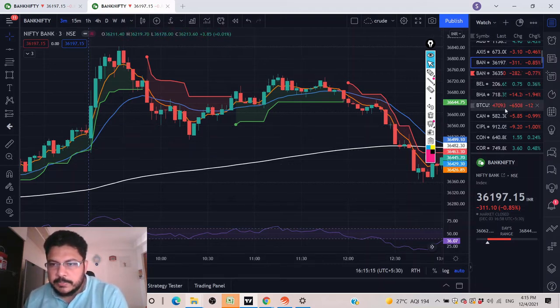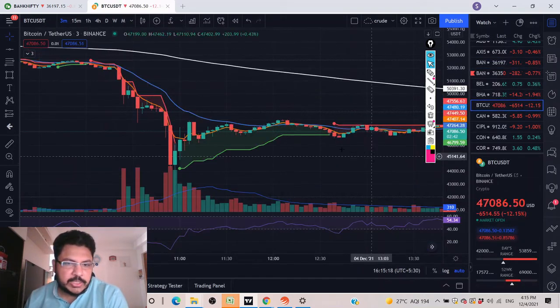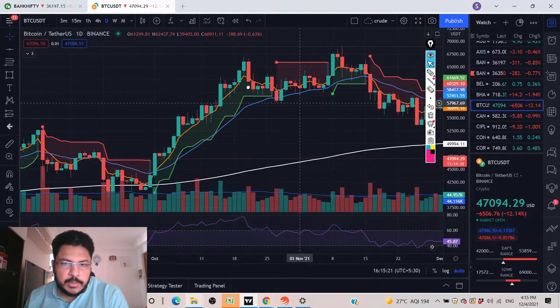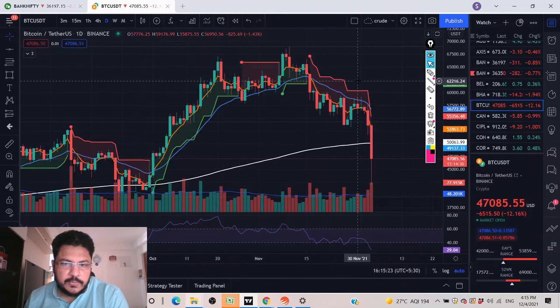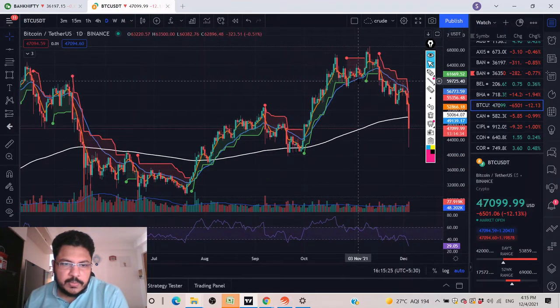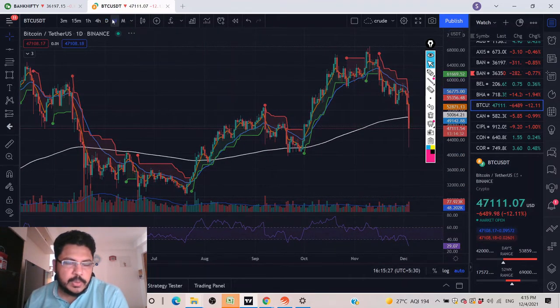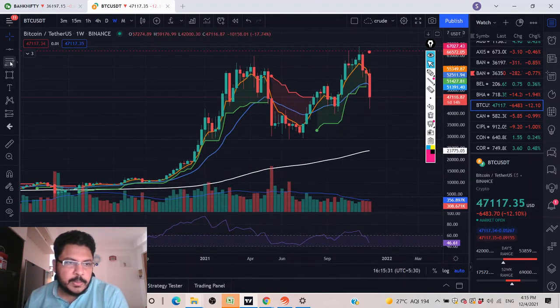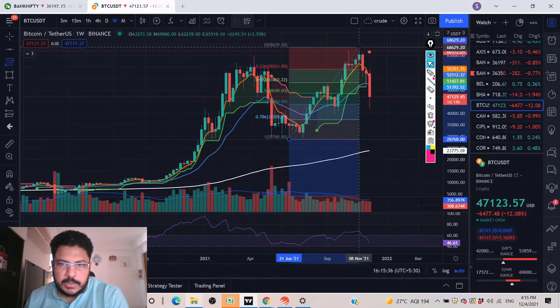Let's look at Bitcoin. It has crashed today. Okay, let's see what kind of retracement we will get on Bitcoin if we look at a weekly time frame. So this was the lowest point and this was the highest point.